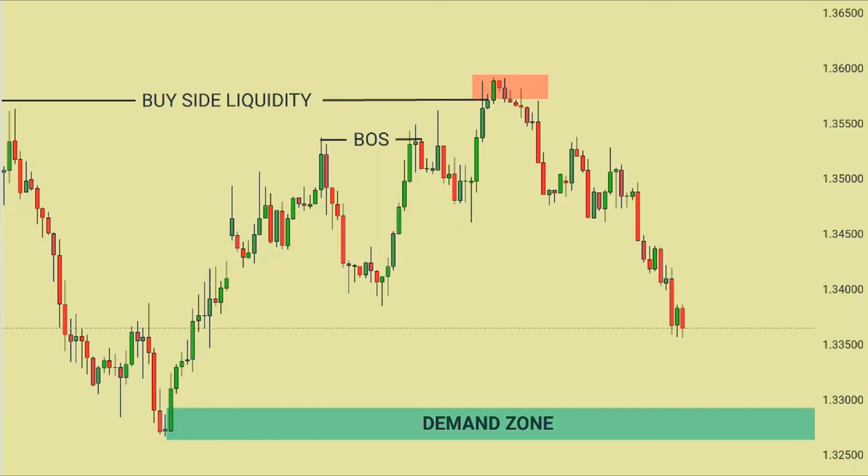Look at this zone. This is where the strong move originally started. This tells us institutions placed orders here before. So when price comes back into this area, it's not random. This is where smart money starts accumulating again. And that's why we often see strong reactions from this zone, because this is the real point of interest in the market.